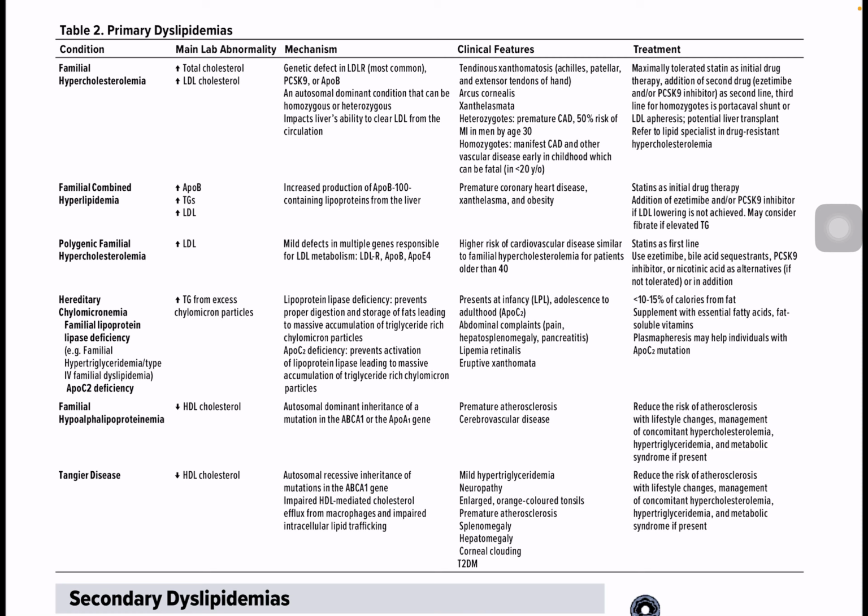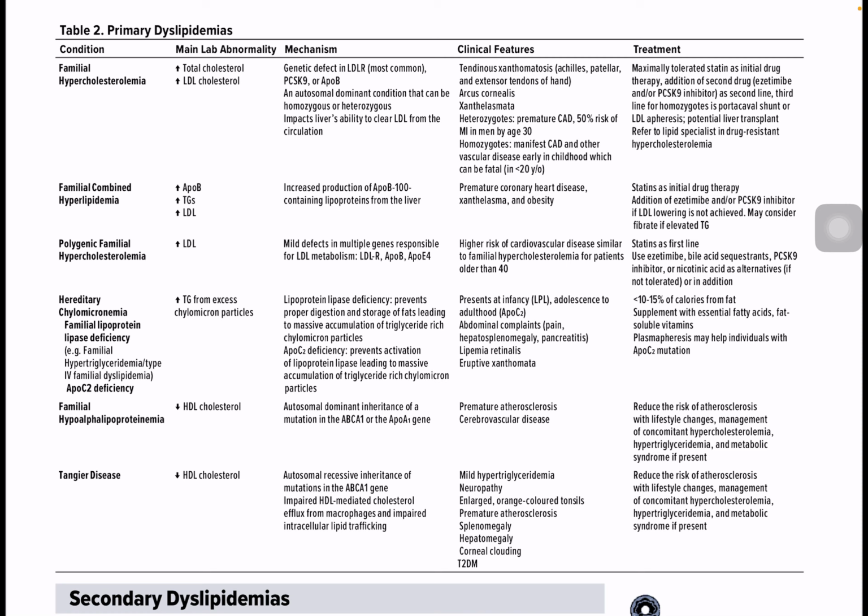It causes tendinous xanthomas, in the Achilles, patellar, and extensor tendons of the hand, arcus cornealis, and xanthelasma. Heterozygous causes premature coronary artery disease, with a 50% risk of MI in men by age 30. Homozygous manifests as coronary artery disease and other vascular disease early in childhood, which can be fatal in less than 20 years of age. So it's a fatal condition.